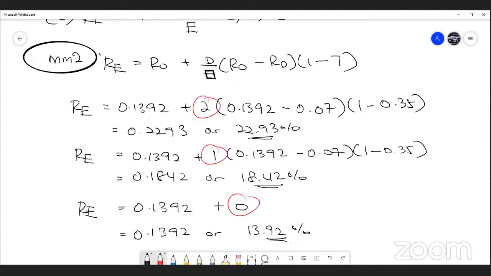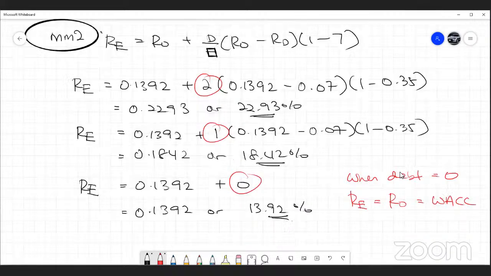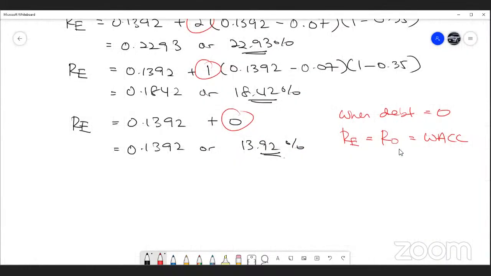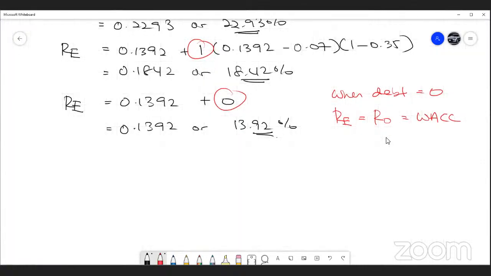The last one, when the debt is 0, RE is equal to your R0. Okay, remember this. When debt is 0, cost of equity is equal to your required rate of return of your assets, and they are equal to your WACC. Okay, remember this when there's no debt. All right, simple. If you don't believe me, why is it like that? This one already proven. RE is equal to R0.